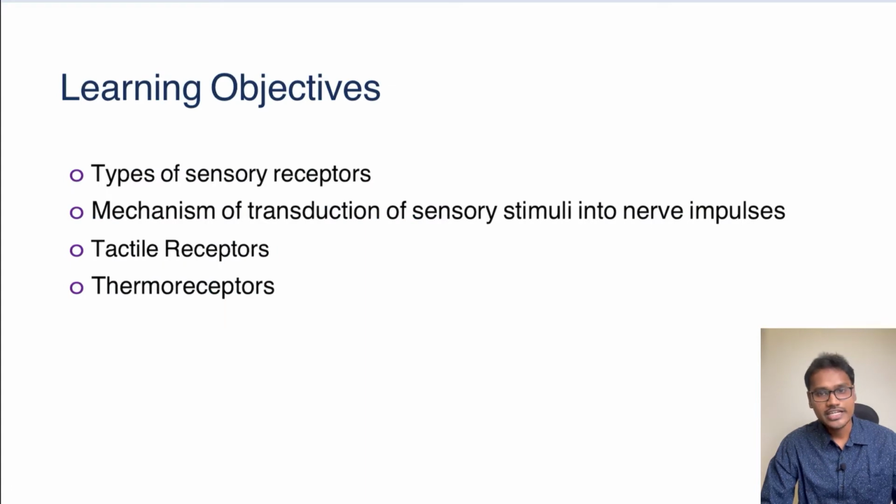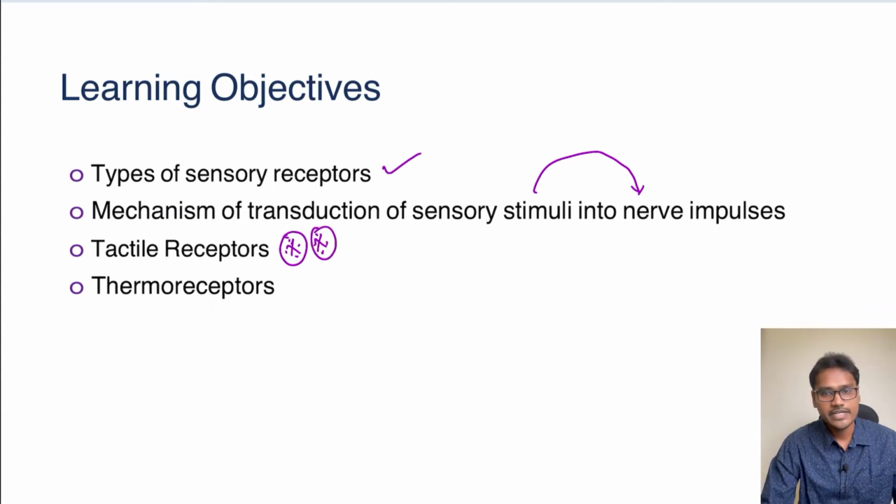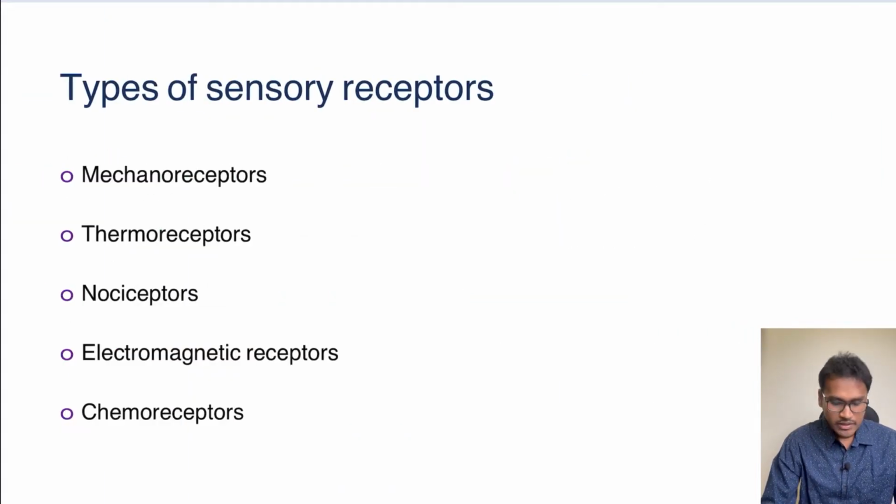Coming to the learning objectives of this topic, we will be discussing the types of sensory receptors and the mechanism of transduction of sensory stimuli into nerve impulses. So, how is this stimulus getting converted into nerve impulses? Then we will discuss in detail the tactile receptors, which are very important, and the thermoreceptors also.